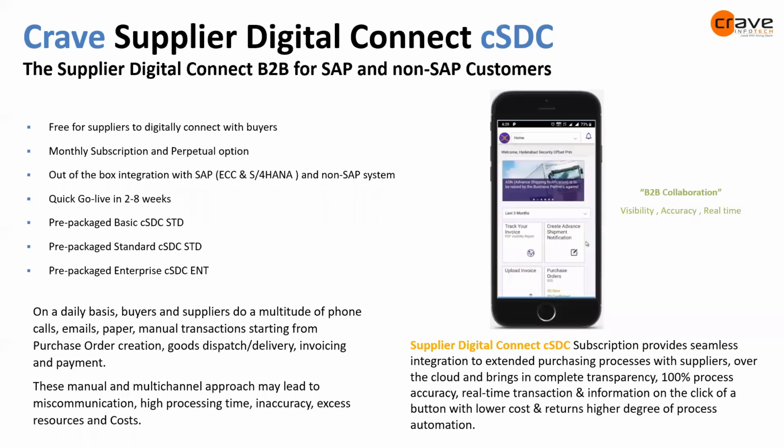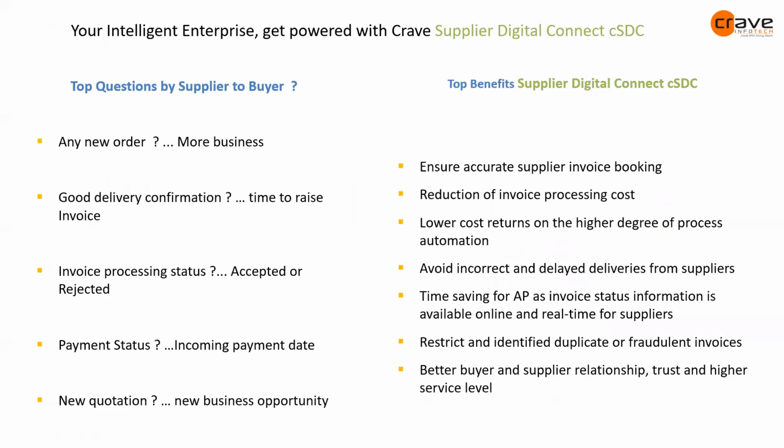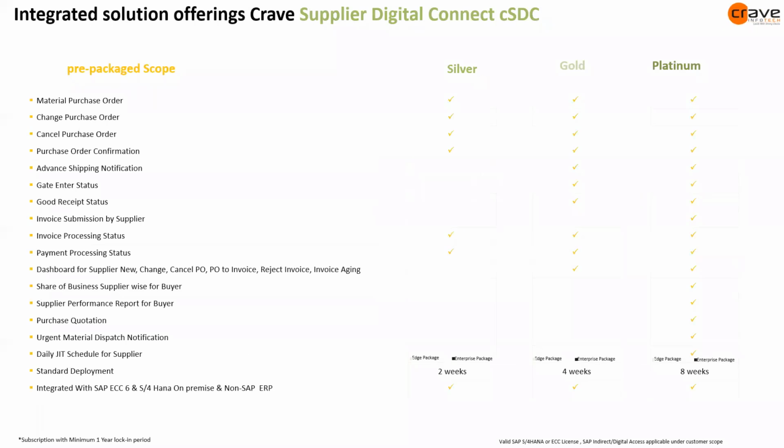This is how the app looks. I'm going to run a video, and that will give you an idea about some of the key functions. What we have done, just to make it easier, is list some of the questions by suppliers. Do you have any order? When am I going to do the goods delivery confirmation? So there are answers to that. I have discussed some of them. So I'll go to the next slide where I'll talk about the different offerings.